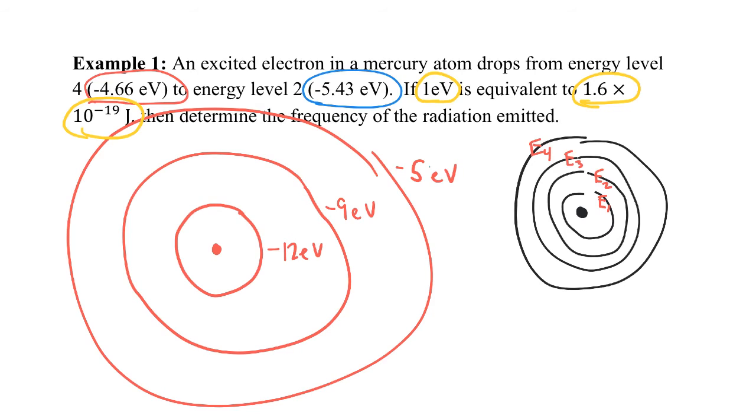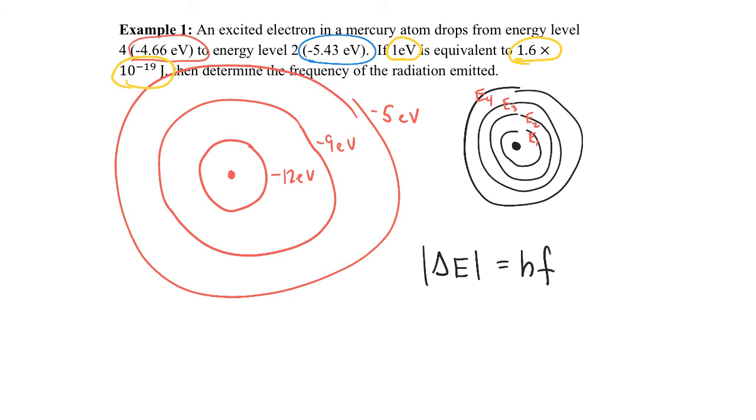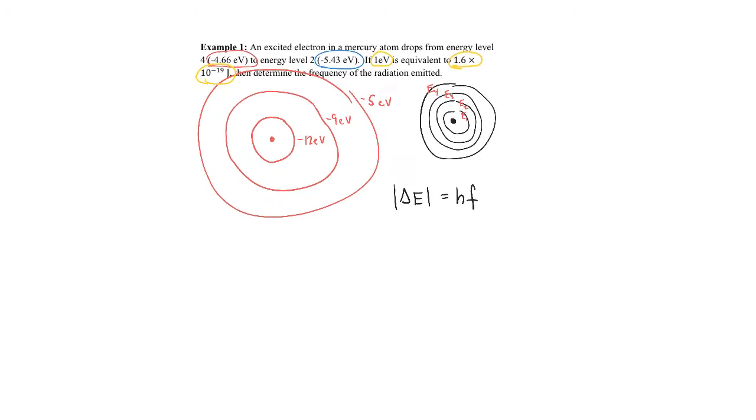And our question in this problem is, determine the frequency of the radiation emitted. So we're going to be looking for frequency. We know already that here's our formula: absolute value of delta E equals hf. That's going to be my formula. Now, I drew enough diagrams, so I'm going to scroll down a little bit so we can have a little room. So I'll start listing things, right?